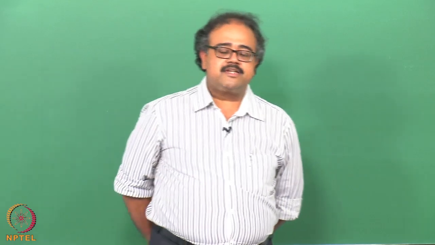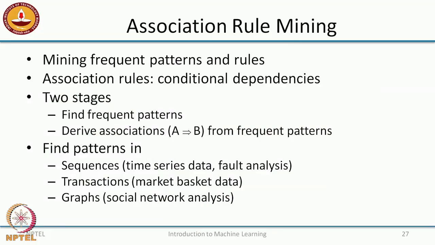So, in association rule mining, we are interested in finding frequent patterns that occur in the input data, and then we are looking at conditional dependencies among these patterns, right. And so, for example, if A and B occur together often, right, then I could say something like if A happens then B will happen.